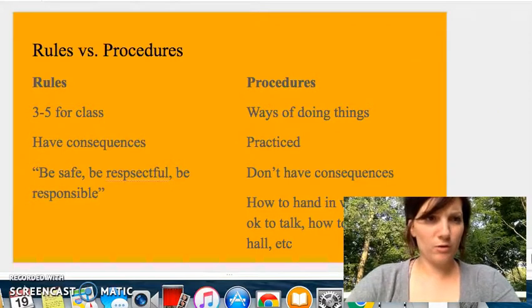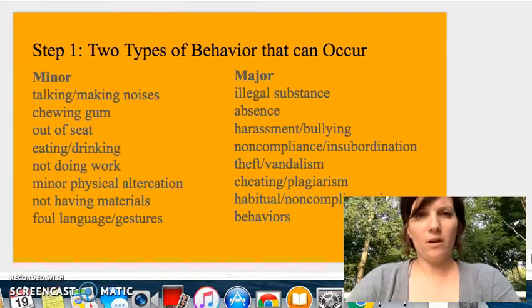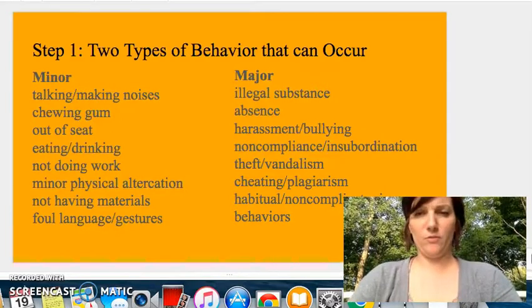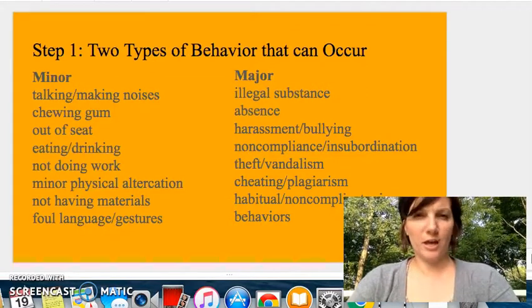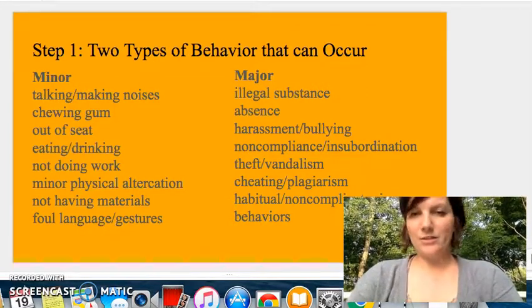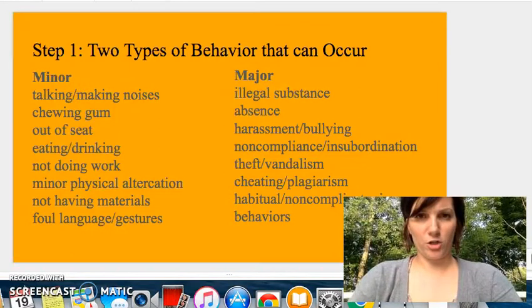Okay, so we went through an overview of the steps, and we went through rules versus procedures. Now, step 1, which is the student actually misbehaving in a classroom. To me, there are 2 major types of behavior that can occur in a classroom. Most schools will use a behavior flow chart to help us through this. I can certainly make one if you want that visual. To me, it's just these 2 sides that the flow chart is showing. There are either major behaviors over here, or there are minor behaviors.